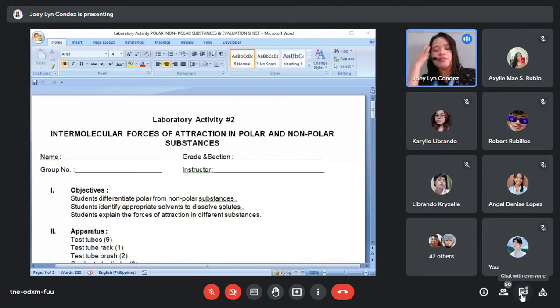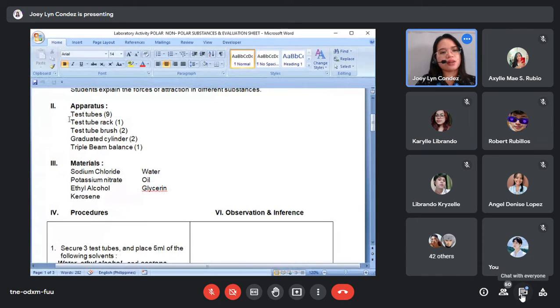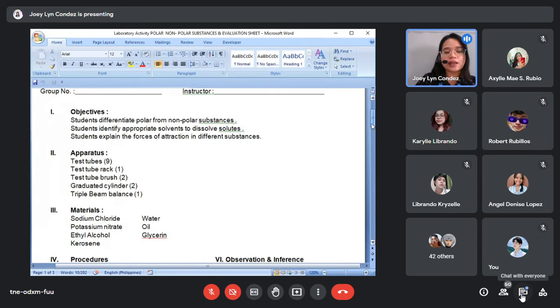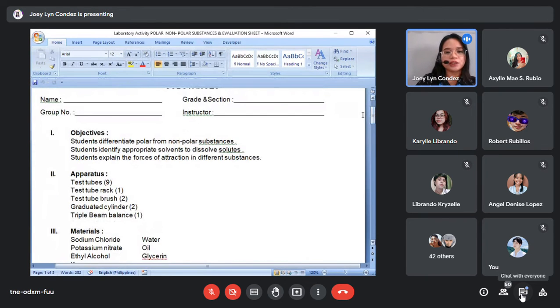Okay, at exactly 11 a.m. this coming Thursday, group leaders, you will go directly to the chemistry laboratory and ask for a borrower slip from the working student. Then write all the apparatus needed in your activity and the materials as well. Write your name, leaders, and give your ID to the working student. Remember, we have 8 tables in the Chem Lab, so there should be 8 groups.